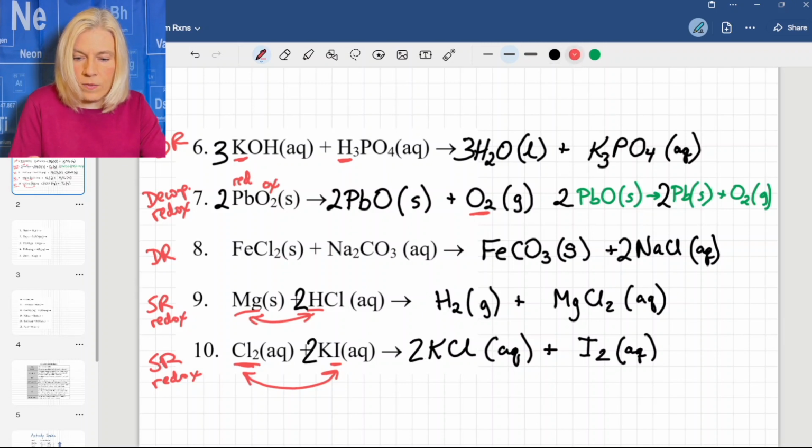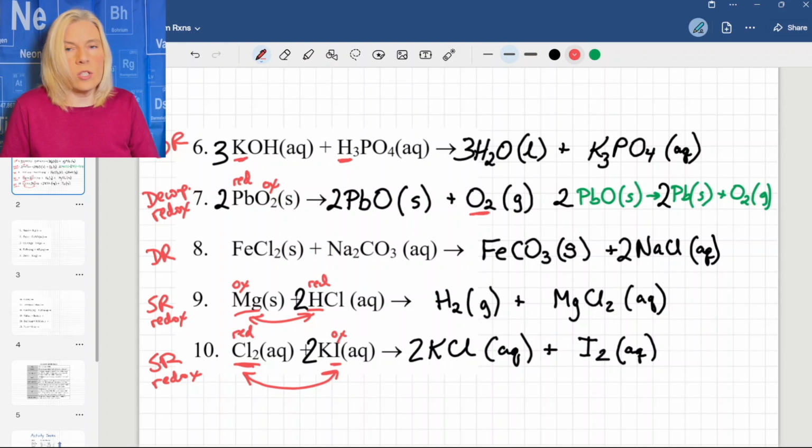And this is redox. If you quickly want to go back, what's oxidized, what's reduced for number 9 and 10: magnesium is here neutral. It becomes positive. So magnesium loses electrons, oxidized. Hydrogen gains, it becomes from positive to neutral, gains electrons, reduced. And here chlorine is neutral. It becomes negative charge, chloride. So it gains electrons, reduced. Iodine is negative, becomes neutral, loses electrons. Iodine is oxidized. You always need to have oxidation, loss of electrons, and something has to gain electrons.